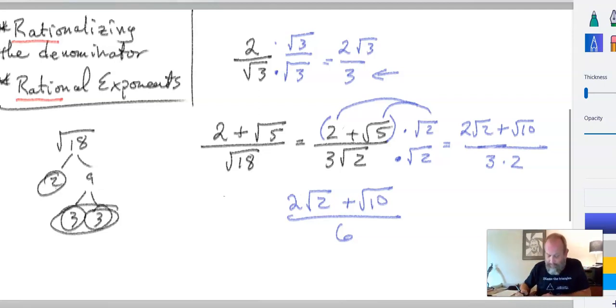Mr. Brian, can't we reduce that? Why do you say that? Oh, they got 2's in them. That's right, they do have 2's in them. 2 and 6 could reduce, but here's the problem.